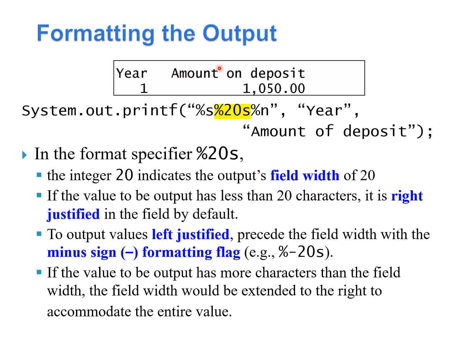To output values left justified, you just need to precede the field width with the minus sign, which is a formatting flag. For example, you can write %-20s as the format specifier. So then in this case, it will display the value left justified. So it begins from the left margin for that field.